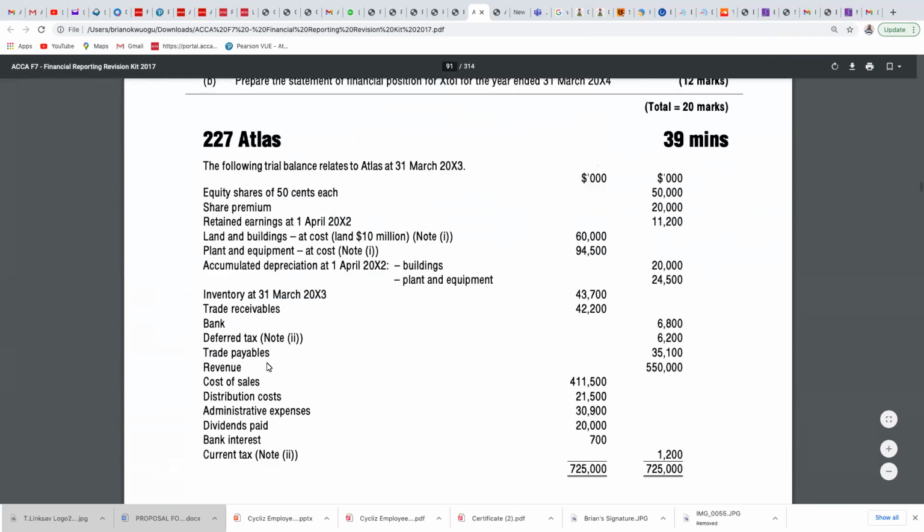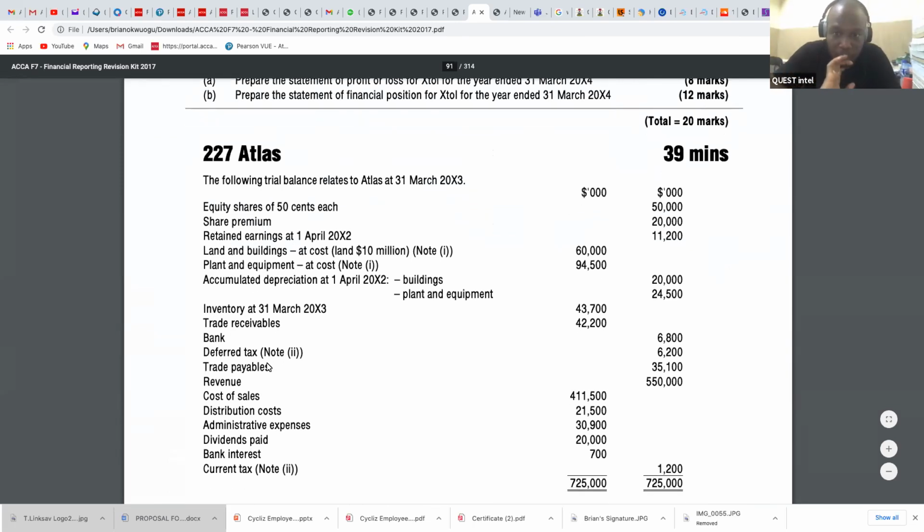Okay, so we'll go upstairs now and start the question. Three things they've asked us as requirements: the statement of financial position, the statement of profit or loss and other comprehensive income, and the basic EPS, earnings per share.